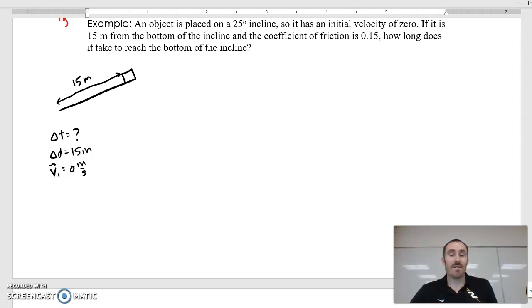Okay. The other thing that it tells us is the coefficient of friction is 0.15. That's a dynamics thing to tell us. That's a force thing to tell us. And that's it.